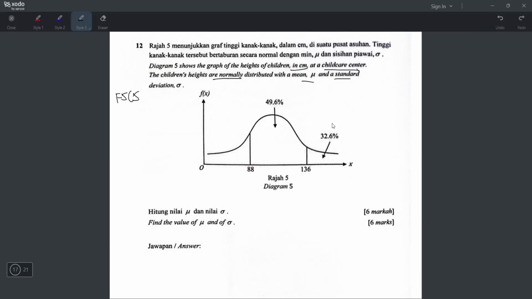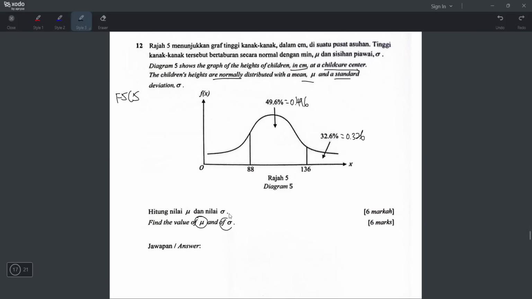So 49.6% means if you change to decimal, it'd be 0.496 because 49.6 divide 100. Same thing here, 32.6 divide 100, 0.326. So this is the decimal. And let me tell you why I changed to decimal, because this is the probability answer later. This is the probability for x in between 88 and 136. And then this is the probability for x bigger than 136, because it's on the right side. Okay, what else do they want to find?